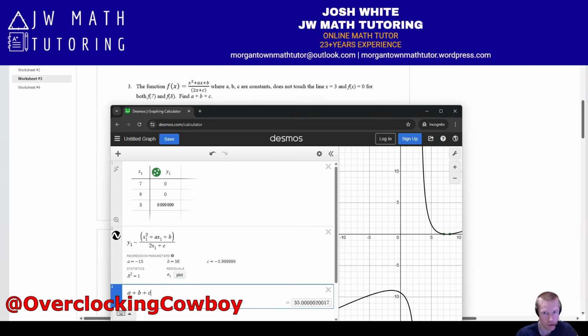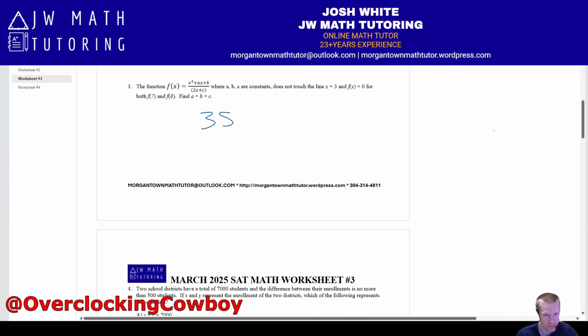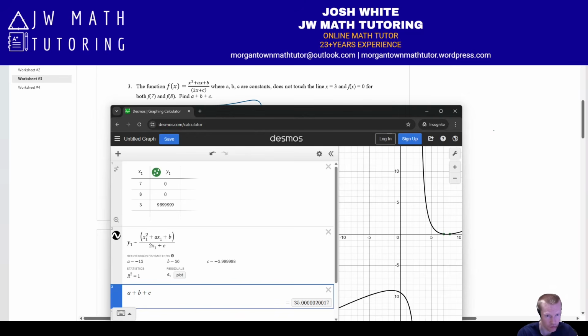So this is how you could do this entire problem in Desmos by just simulating the vertical asymptote at x equals 3 by using a point for it, with just an extremely high y value here.